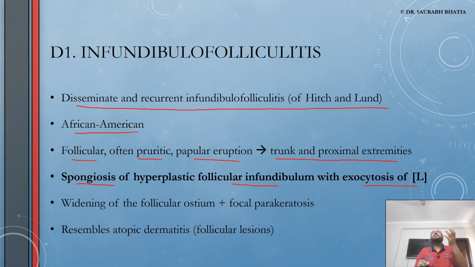And you can see that the spongiosis, let me change the color, you can see that the spongiosis is limited to the follicle. This area is normal. This area is normal. And you can see that the spongiosis is restricted to the follicular area. Clear? I'll just remove all the markers so that you can actually appreciate the spongiosis localized at the level of follicles. Okay. Let's move forward.